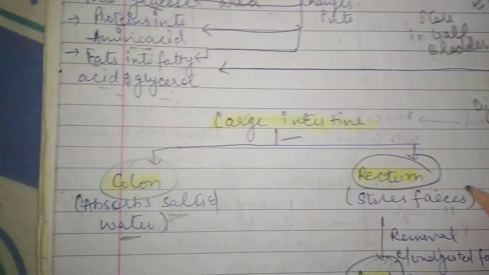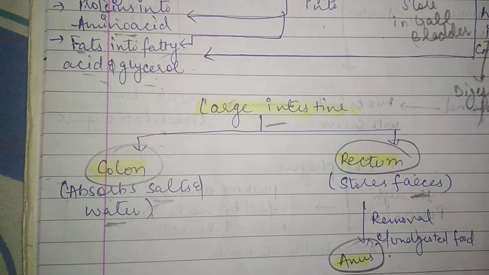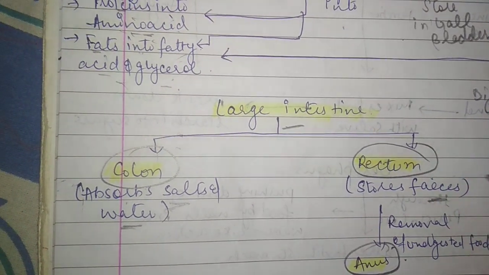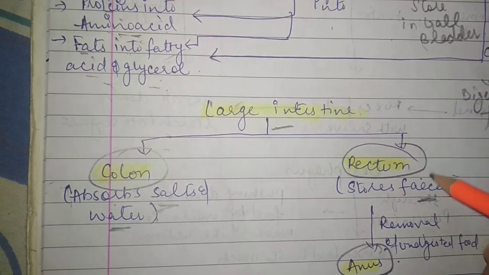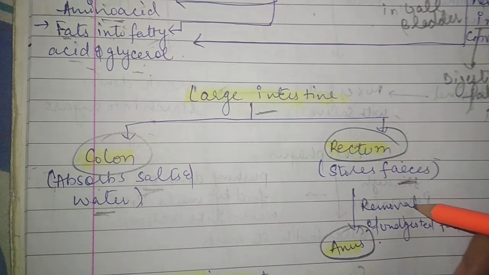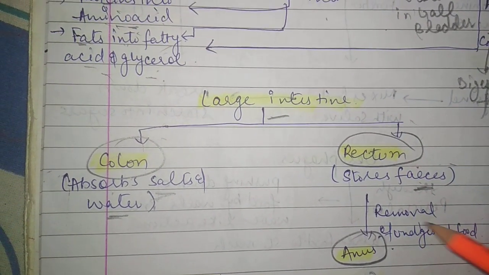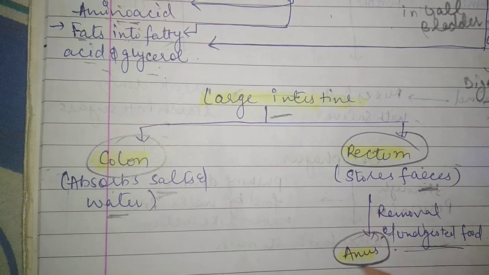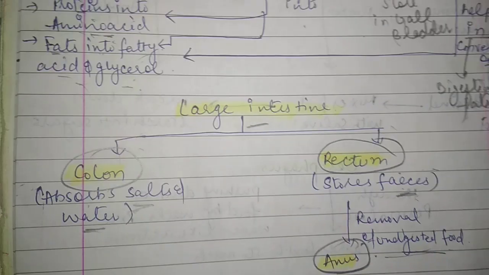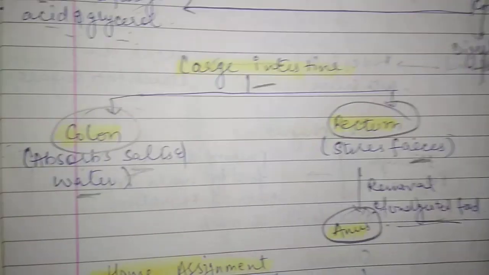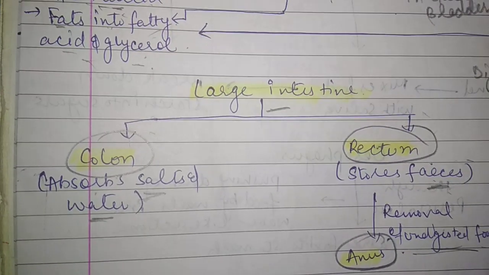And the second part, the rectum, stores feces. Whatever undigested food is there converts into feces, and through the anus, removal of the undigested food takes place. This is all about our human digestive system.